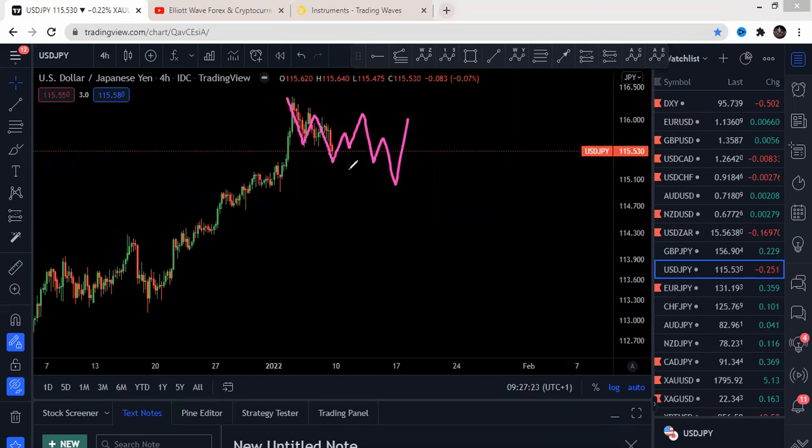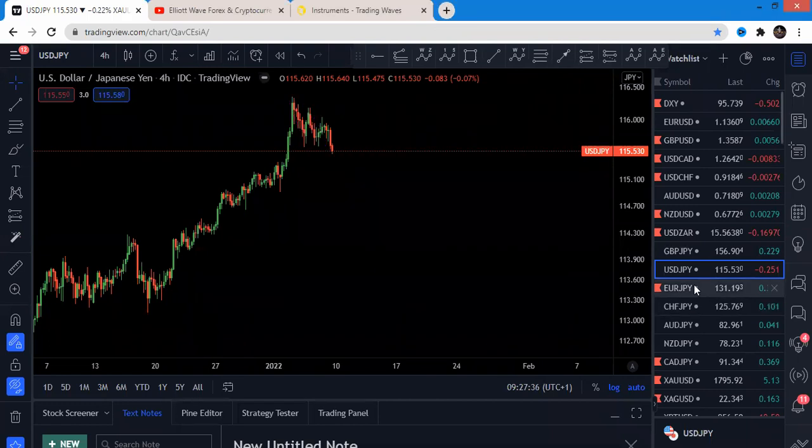We can't even get a double correction before we get a continuation move to the upside. So let's see, this is still pretty much immature, still very much in the making. So let's wait for this to complete. That is US dollar yen, euro yen.